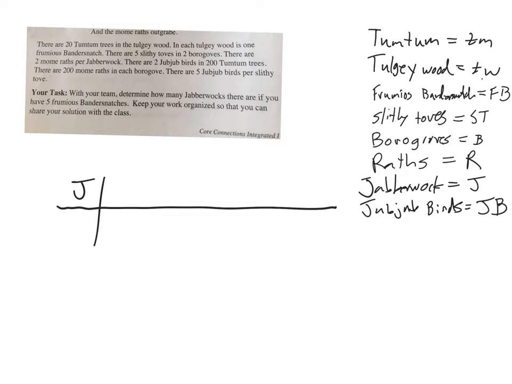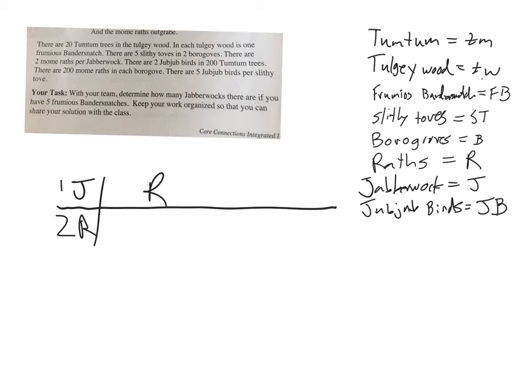The first thing I'm going to ask is, what do I know about Jabberwocks? If I read up here, it says there are 2 more Wraths per Jabberwock. So for every 1 Jabberwock, I have 2 Wraths, and we call those R's. Whatever's on the bottom, I now need to put on top. So I need to put Wraths up here, and ask myself, what do I know about Wraths?